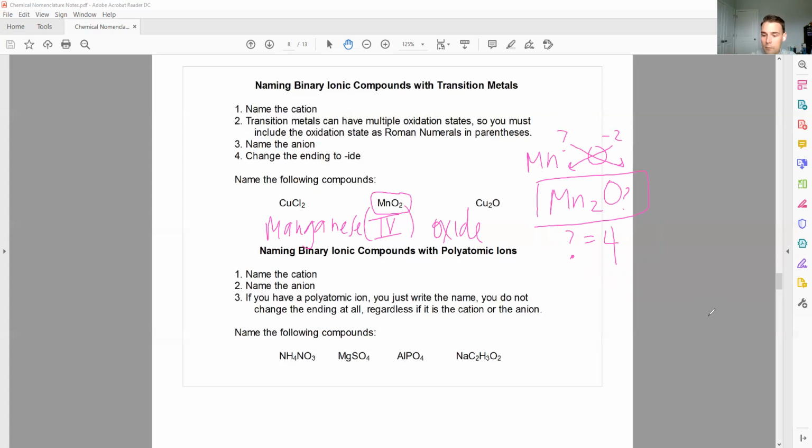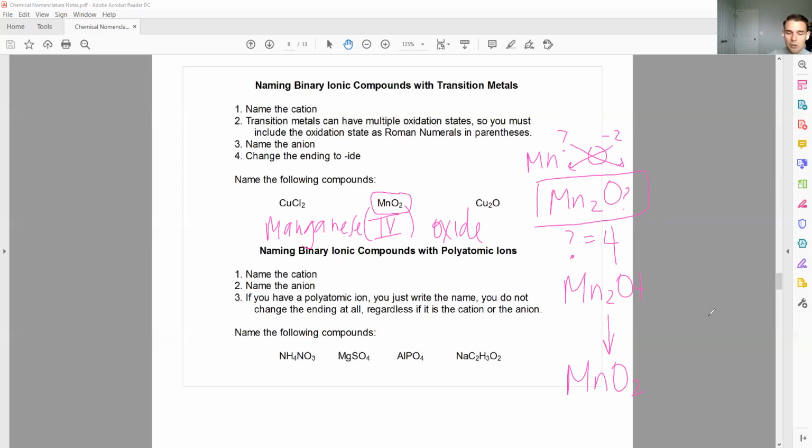Why is it a 4? Mn2O4, I can reduce that. We only reduce ionic compounds if we have something that can be reduced. There is no talk of reduction in the first video. Mn2O4 can be reduced to MnO2, and now those two things are the same, and so this is manganese 4 oxide. This is one of those trickier things that's going to come with practice.